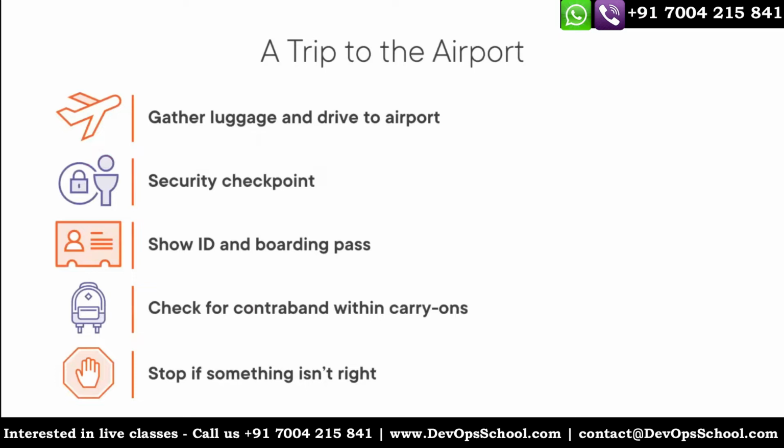So for example, this is one of the scenarios you can say. When you travel to some airport, what do you do? Gather luggage and drive to the airport. Security checkpoint happens. Then you show your ID, boarding pass. Again, check for contraband within the carry-ons, and stop if something is not right. So this is something we have in Kubernetes also in the form of security policies. When you run some applications, when you access some applications, certain policies should always be checked, and if everything is okay, then the communication should be allowed.